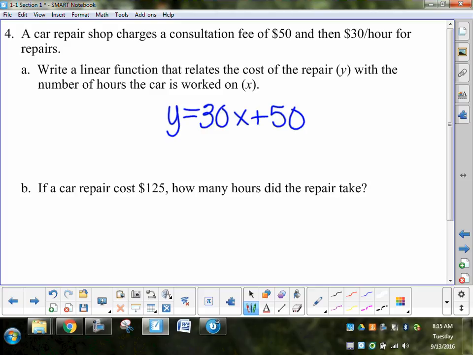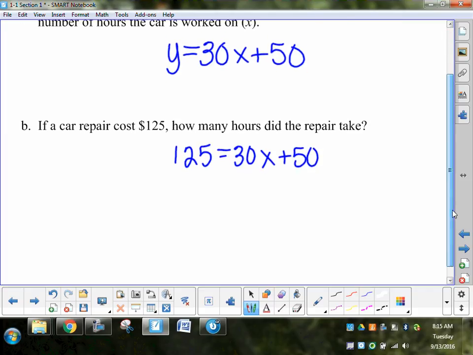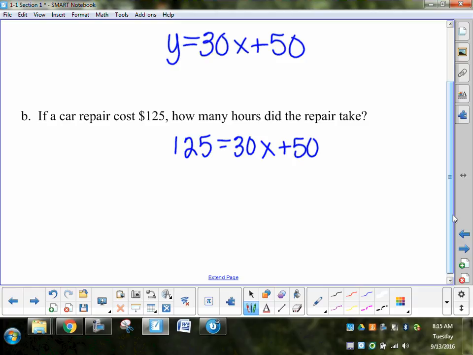Noah, what equation would you set up for that one? 125 equals 30x plus 50. And can you keep going so we can solve that out? Then you would subtract 50. So how much do you have if you got 125 minus 50? 75. So we've got 75 is equal to 30x. I'm going to divide both sides by 30.